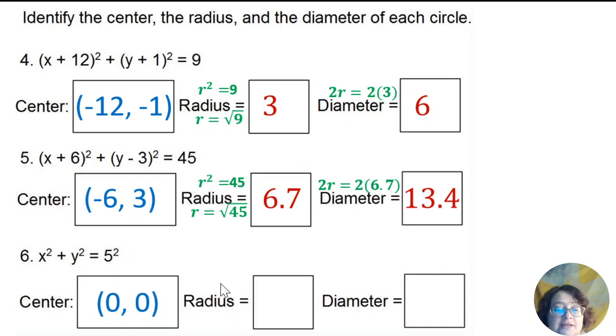Our radius here, remember this is r squared, so our r squared is 5 squared. We take our square root to get our radius, and the square root of 5 squared is 5. For our diameter, it's the radius times 2, or 2 times 5, which gives us 10.